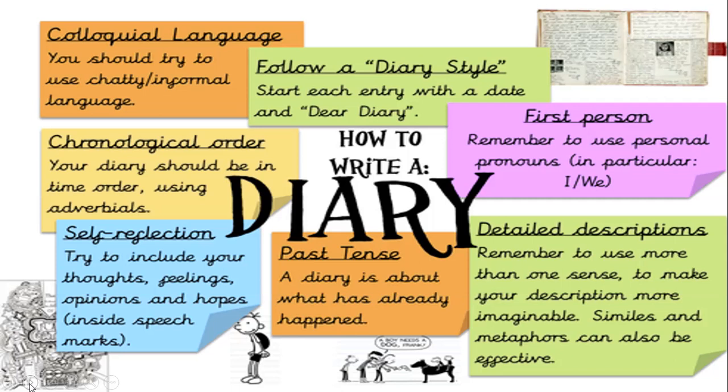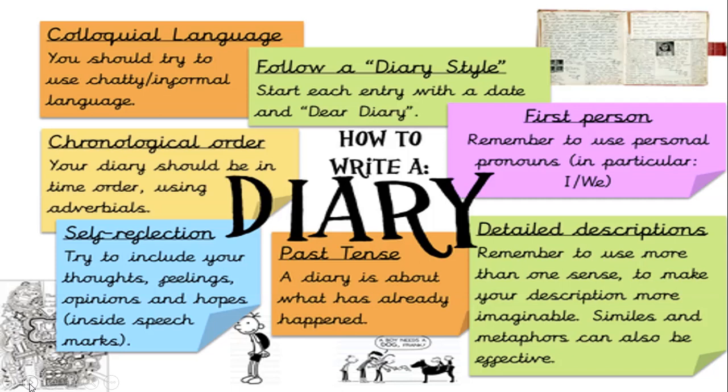Detailed descriptions. Remember to use more than one sentence to make your description more imaginable. That means every time one line must not be repeated. We have to describe, we have to write about our own imagination. Similes and metaphors can also be effective, or we can also use similes and metaphors. I hope you all know what basically similes and metaphors are. Now what are similes or what are metaphors? They are poetic devices where we compare. In simile, we compare directly, that means with the use of words like or as. And in metaphor we make the indirect comparison. For example, he is like a lion in a war. Or next example of metaphor can be he fought like a lion.